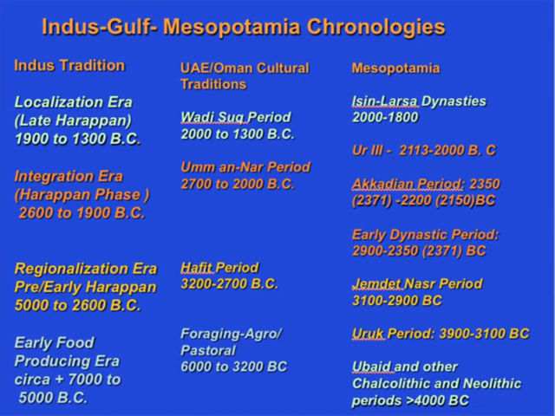The overall chronology, I'm not going to go into detail here, but basically we'll start from the early food-producing era, about 7000 BC in the regions of the Indus Valley, and then continue on through the early Harappan or regionalization era, the Harappa phase, and then the late Harappa phase. These are the main periods that we'll be talking about. And this can also be correlated to periods in Oman and the UAE, as well as in Mesopotamia.